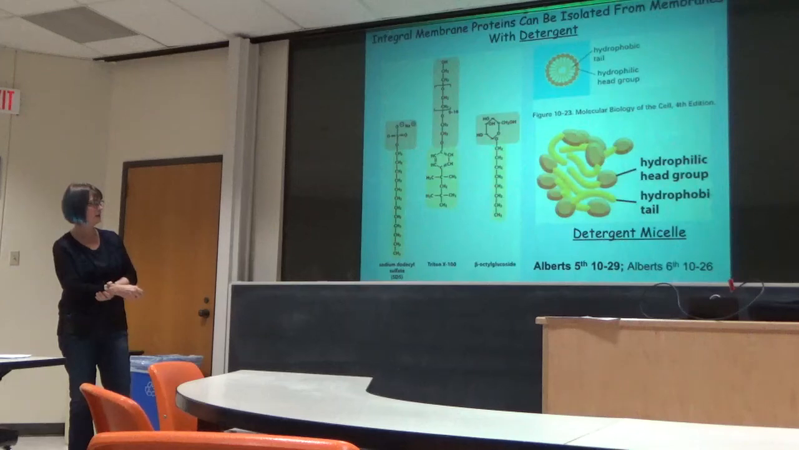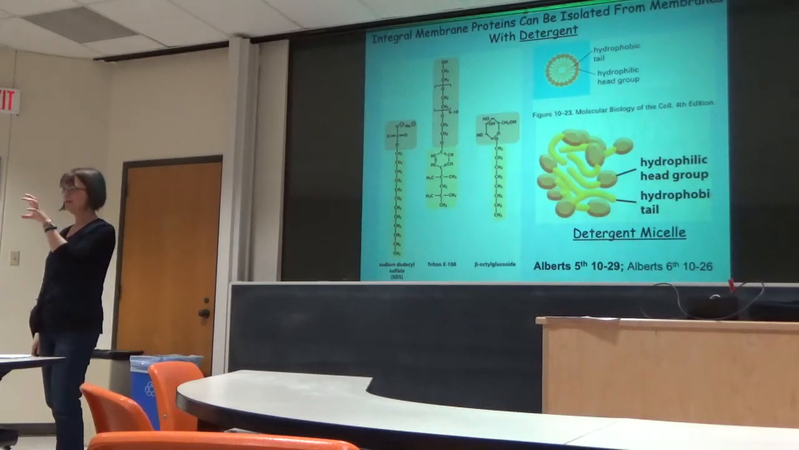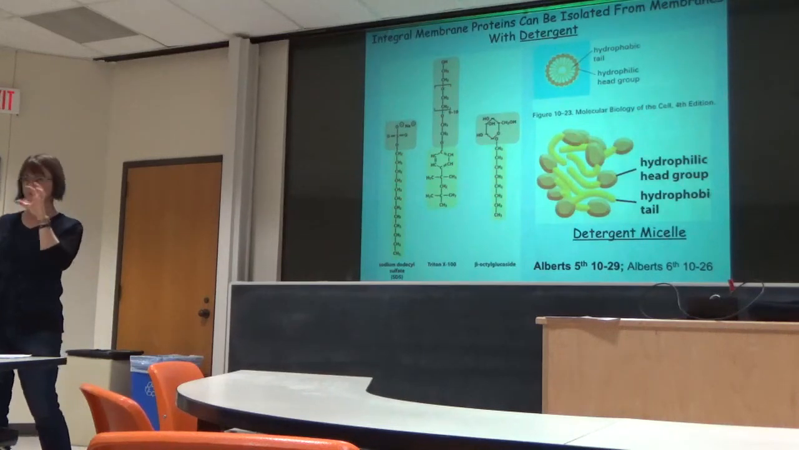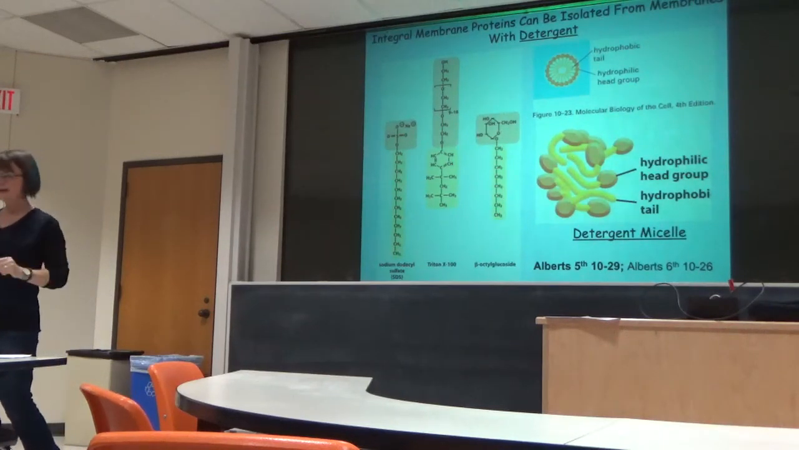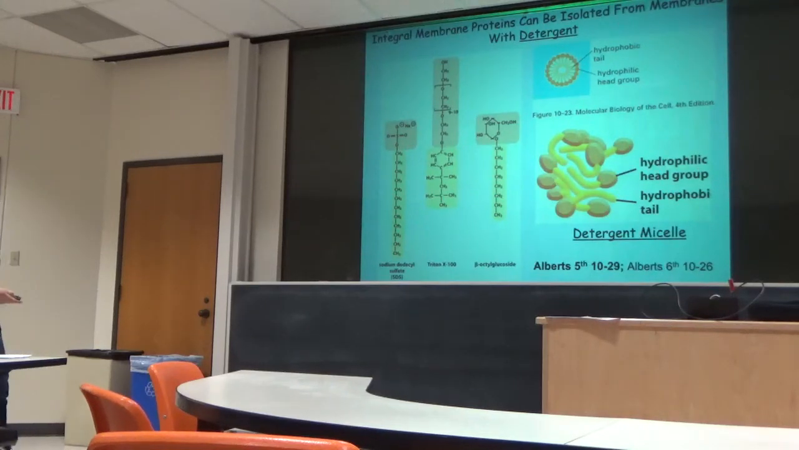Water on the outside, fatty acid stuff in the middle, sort of like an M&M, candy on the shell on the outside and the chocolate on the inside, shielded away from your mouth. Or hands, I guess it is. No, it's in your mouth, not in your hands. Okay, so that's a detergent micelle.